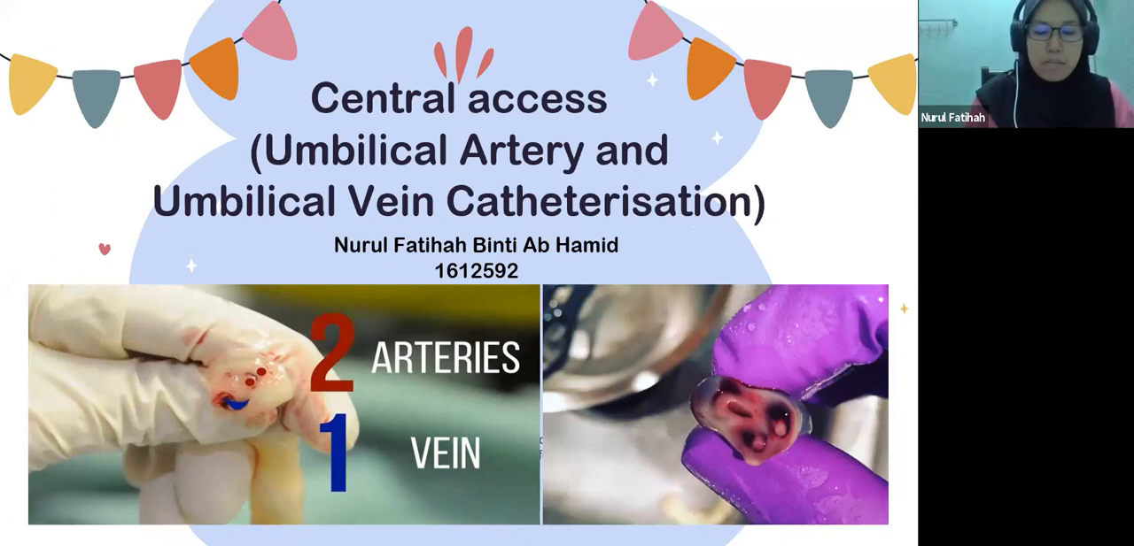And now I'll be sharing with all of you about another way for central access, which is special in pediatrics, which are umbilical artery and also umbilical vein catheterization. As you can see in the picture below, the umbilical cord consists of one vein and also 2 arteries, and the location of the vein is usually in the middle as compared to the arteries. The arteries are located laterally and inferiorly at 5 and 7 o'clock.